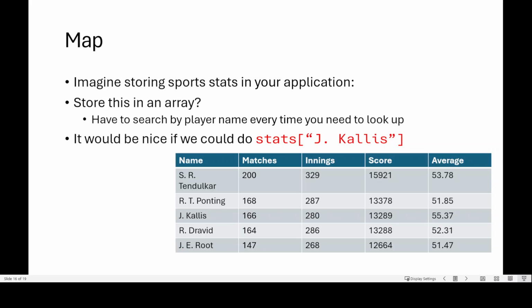But wouldn't it be nice if we could do something like stats and then array indices and then specify the name of the player in it? That would be fantastic. That's exactly what the map data structure does for us.